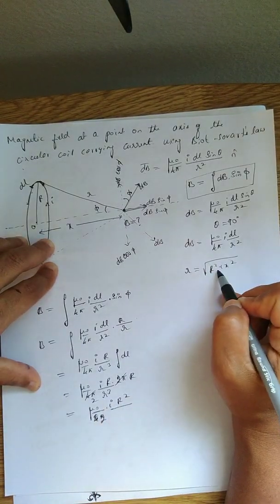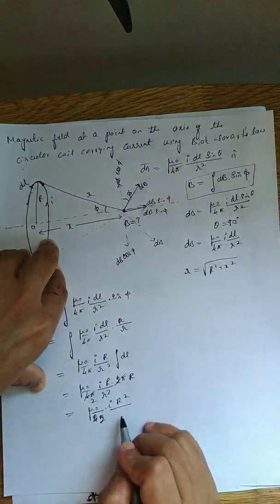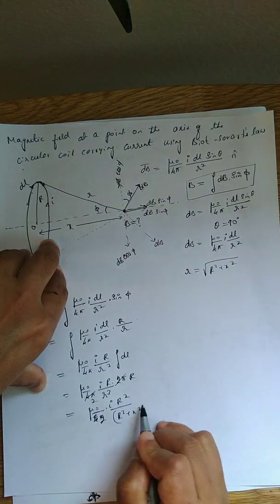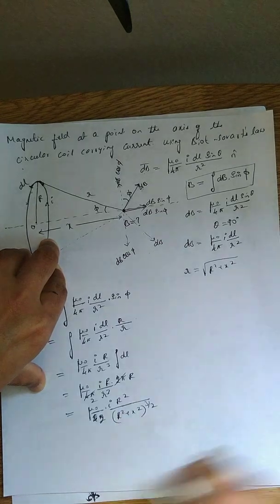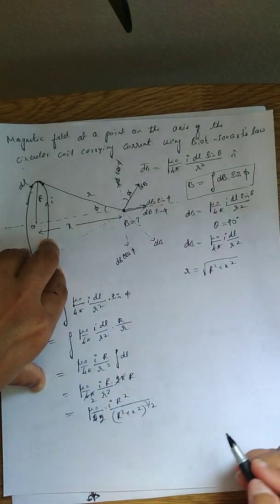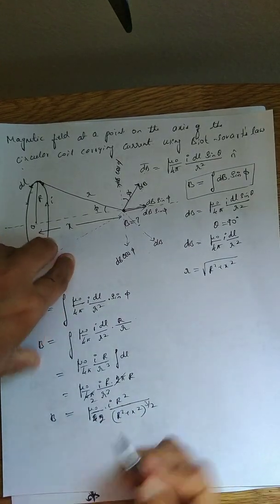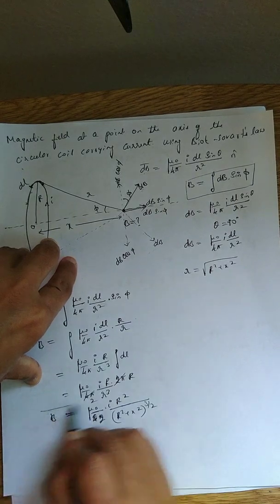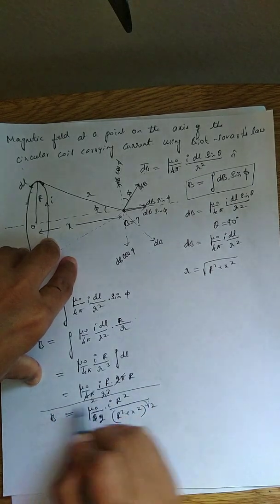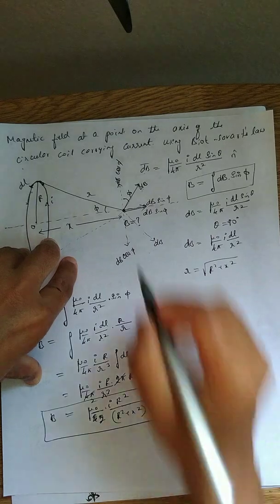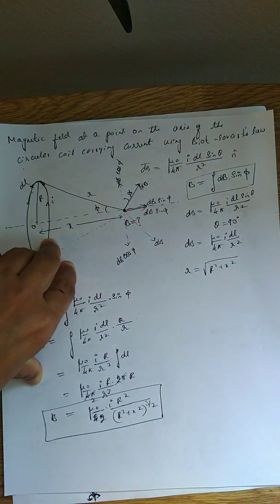I know what small r is. Small r is under root r squared plus x squared, so it is r squared plus x squared whole to the power of 3 by 2. B equals this. This is the magnetic field at this point.